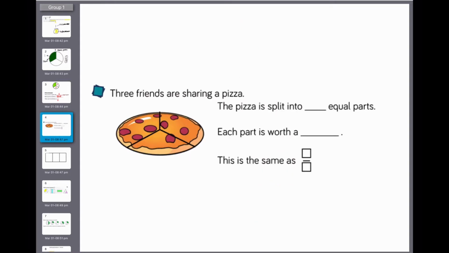3 friends are sharing a pizza. The pizza is split into how many equal parts? Yes, 3. Each part is worth a third. And can you write that fraction for me on a piece of paper or on your whiteboard, or trace it on the table? Well done. 1 out of 3. Good job, Year 2.